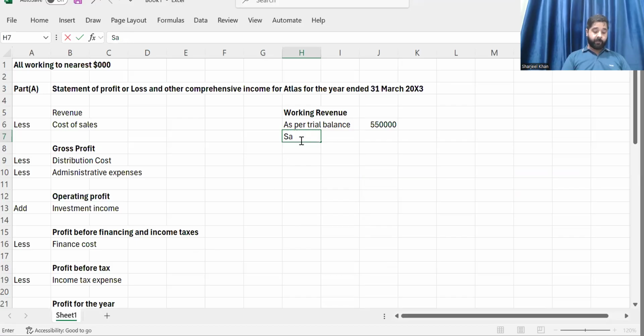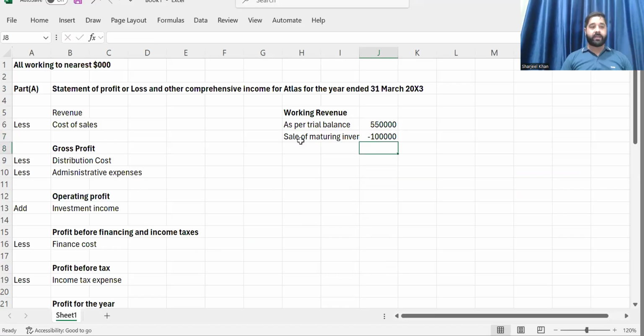I would say sale of maturing inventory is equal to minus 10. We are doing all of our working to the nearest $1,000. So minus 10,000.